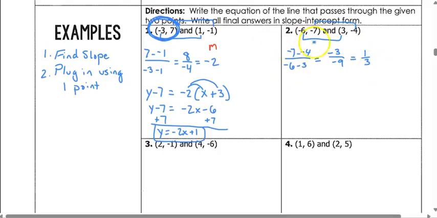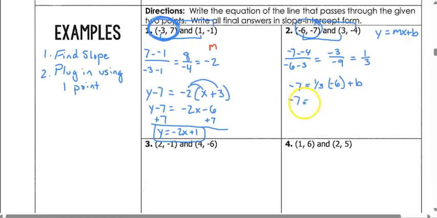So that's my slope. And then we can plug into y equals mx plus b and solve for b. So remember, this was the second option. I don't care which way you do it, okay? So if I do that, let's use the first ordered pair again. So y is -7 is equal to m is 1/3, x is -6 plus b.